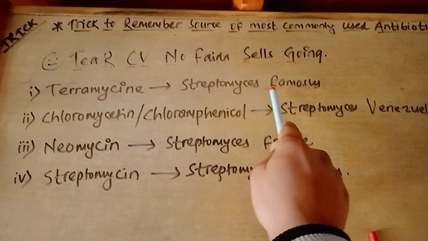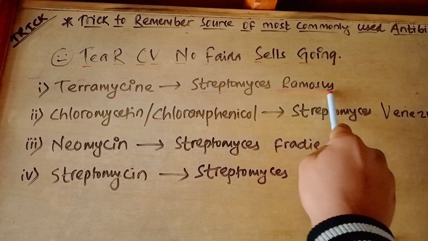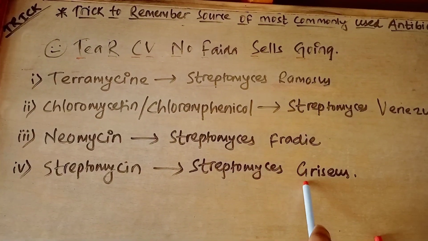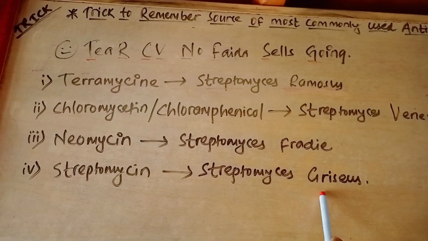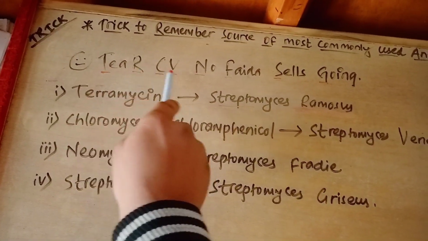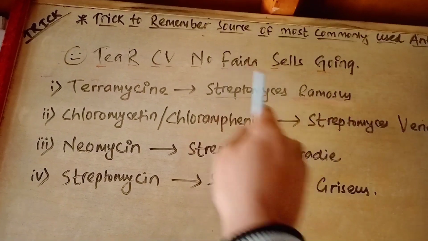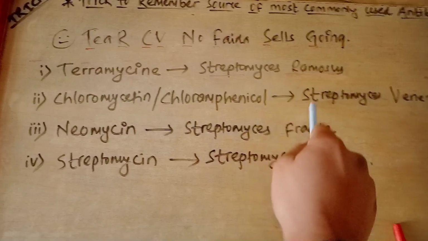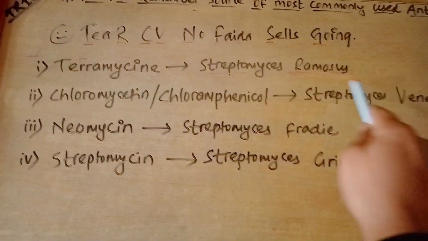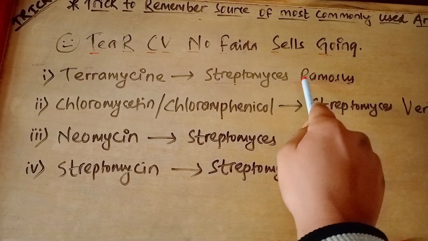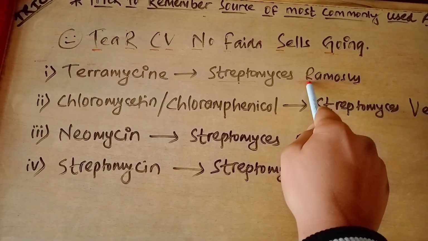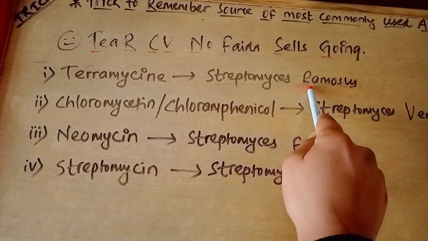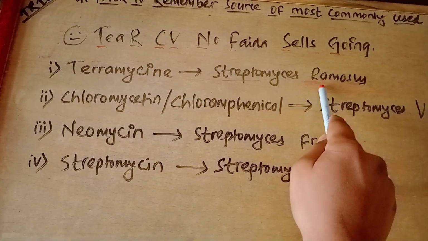Now listen to one thing. We know the name of a species should be in small letters, but I am writing R, V, F, G in capital. This is only for the trick, because the genus is the same in all four and only the species is different. So we have to make the trick with the species. So I am writing the name of the species in capital. Don't say it is wrong, okay? It is only for your understanding.